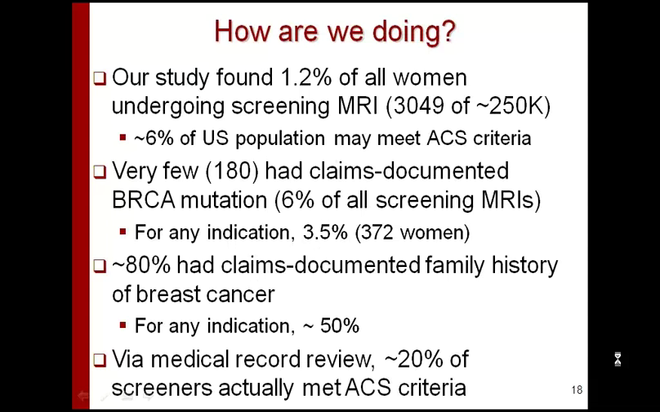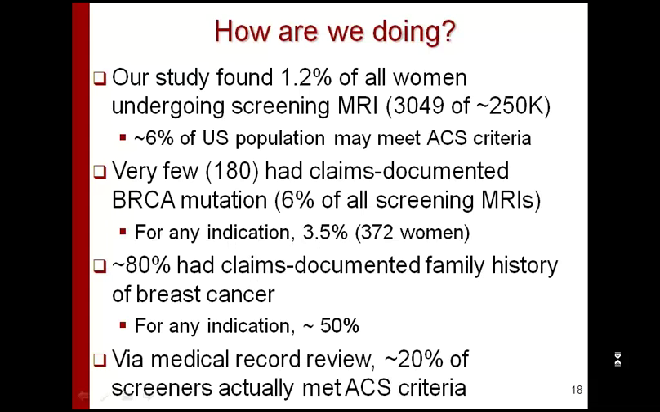And even of this 1.2% of women, these may not be the right women who are getting it. So very few of them had an actual documented BRCA mutation. We know in claims that that's probably underreported anyway, so the actual number is probably a little bit bigger than this, but it's very few. Most of the women actually had a claimed documented family history of breast cancer, but this is probably overcoded in terms of an indication for breast cancer risk. It's not going to be very specific.